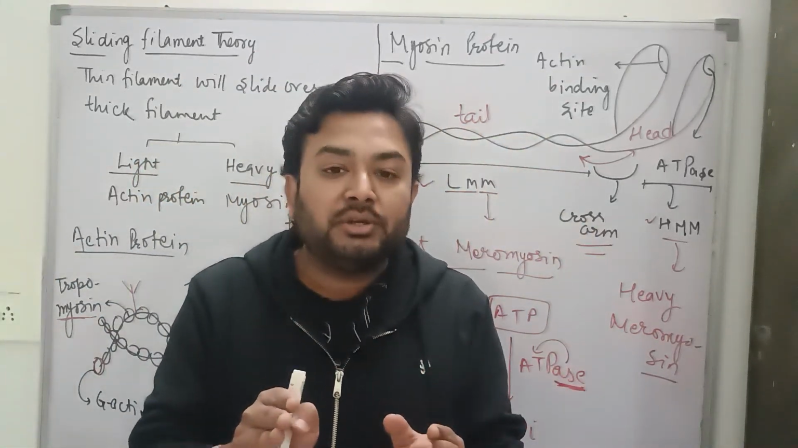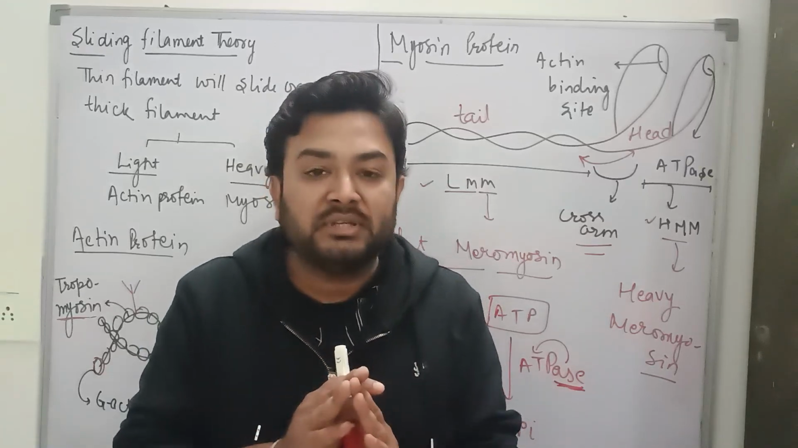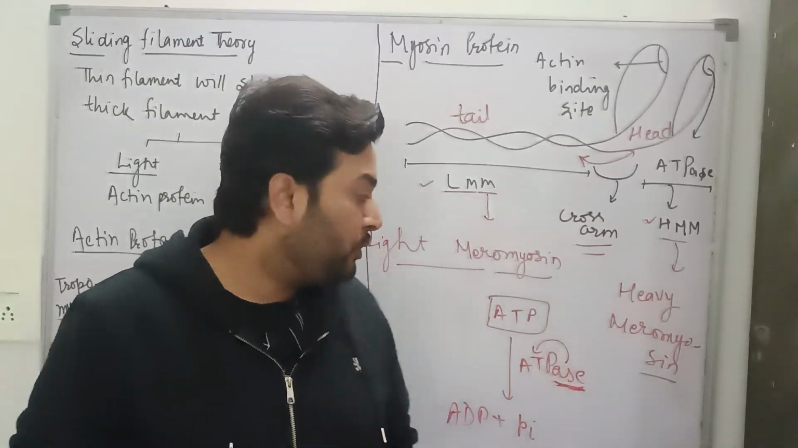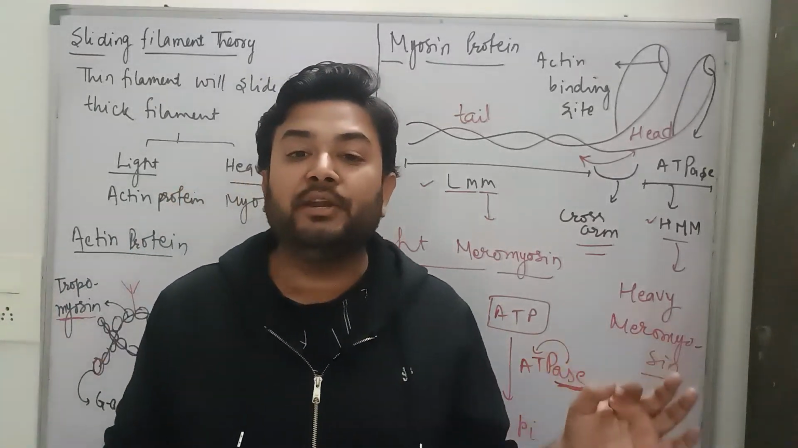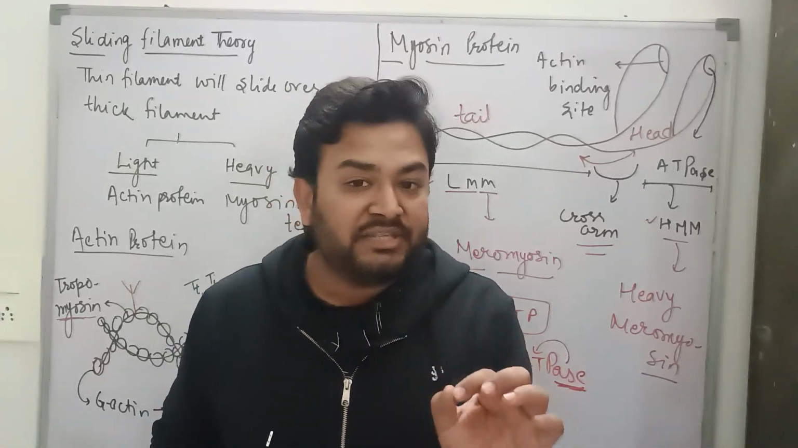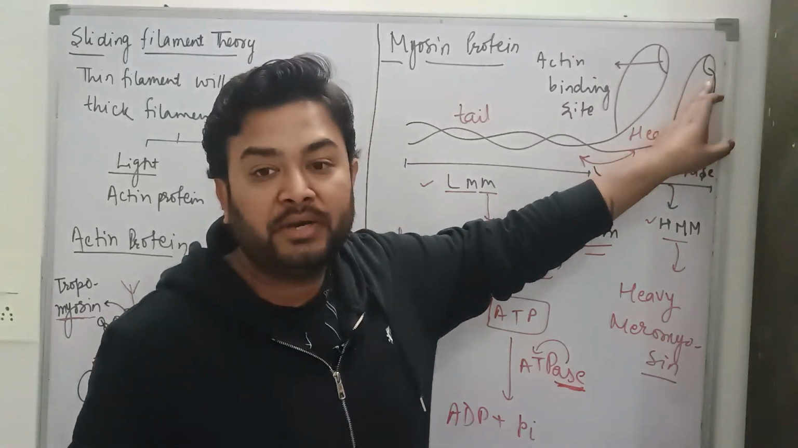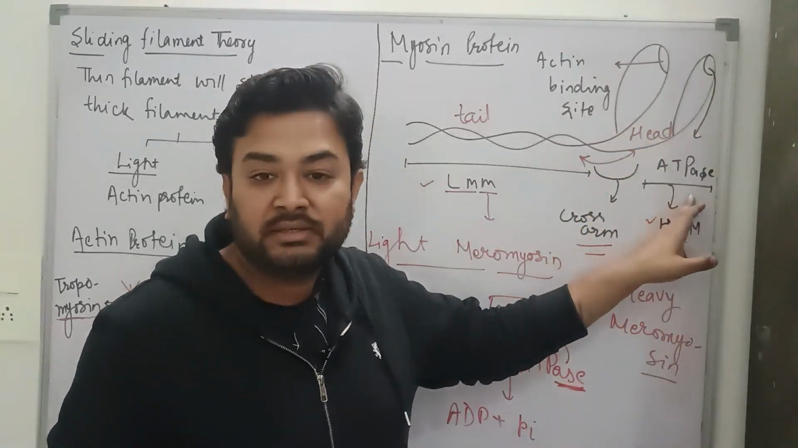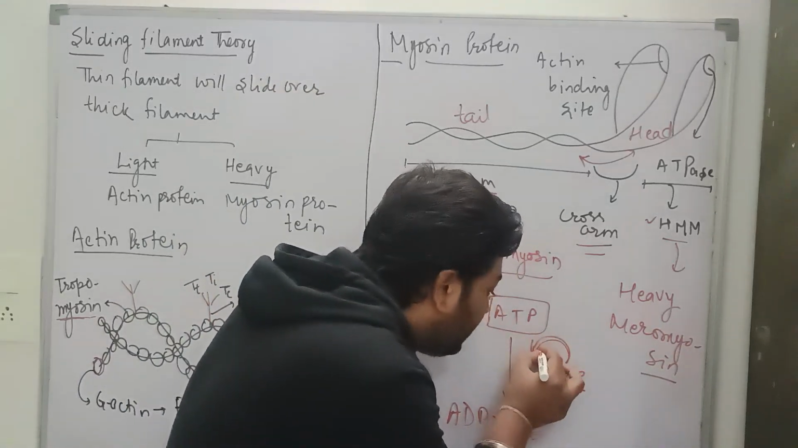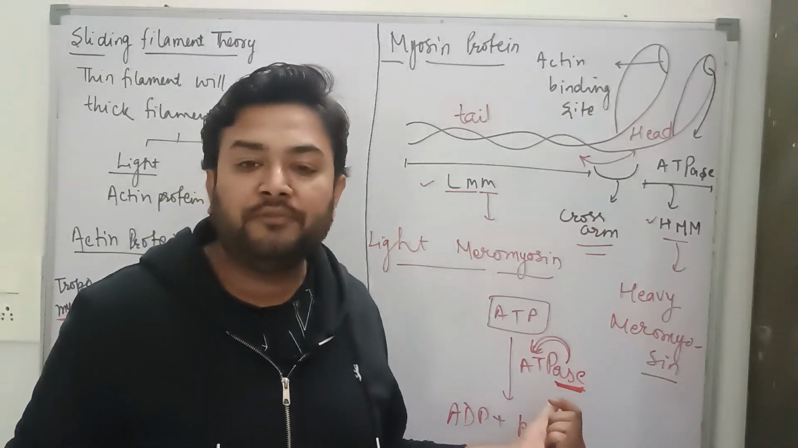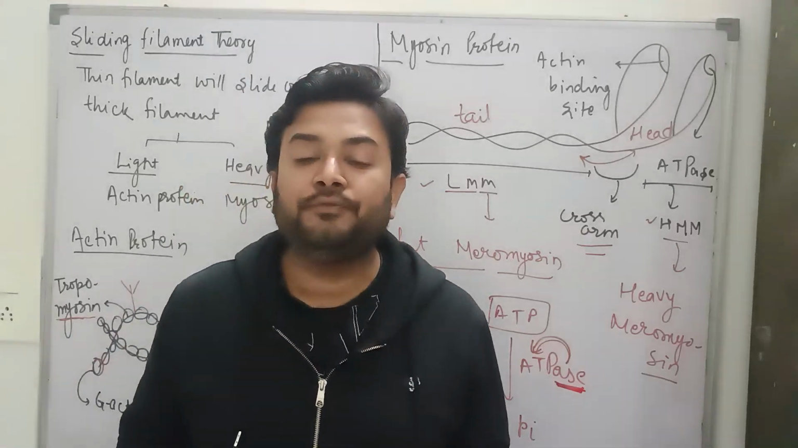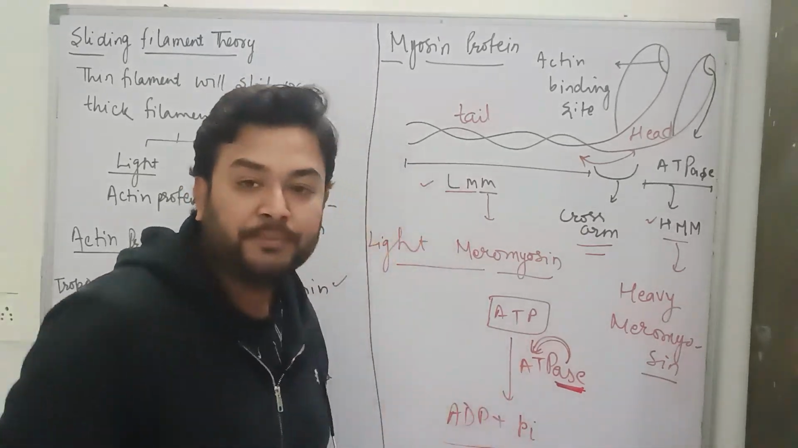For the contraction of muscles there is a need of energy, and we know that energy is required in the form of ATP, adenosine triphosphate. That energy will be provided by another part known as ATPase. ASE means enzyme, which will break down ATP, adenosine triphosphate, and ATP will be converted into adenosine diphosphate with inorganic phosphate.